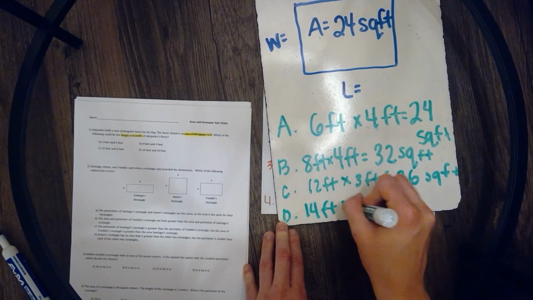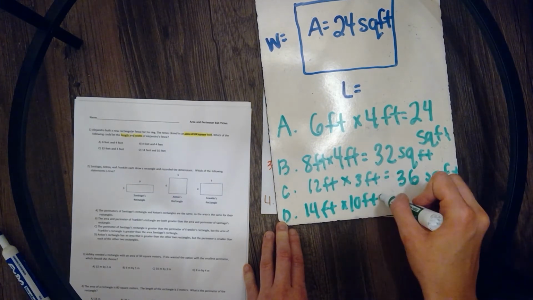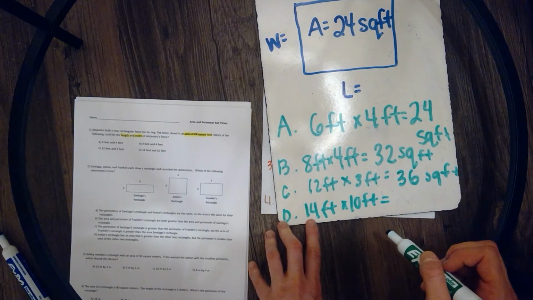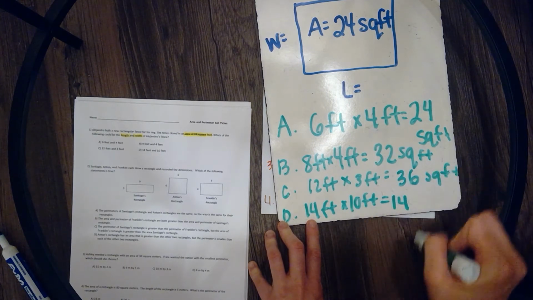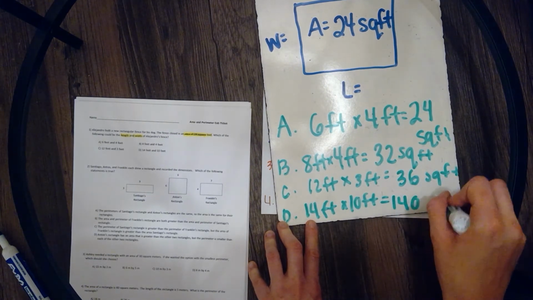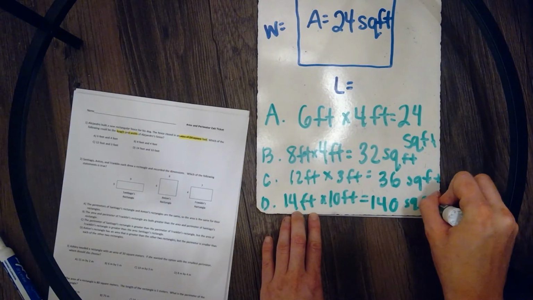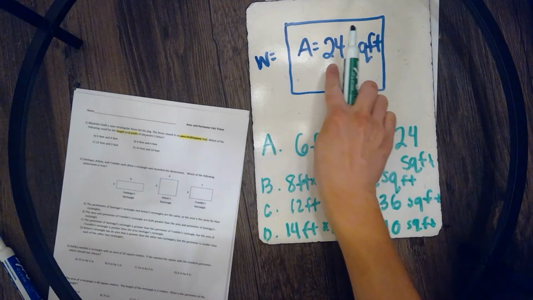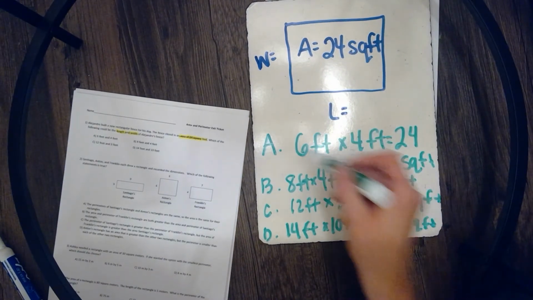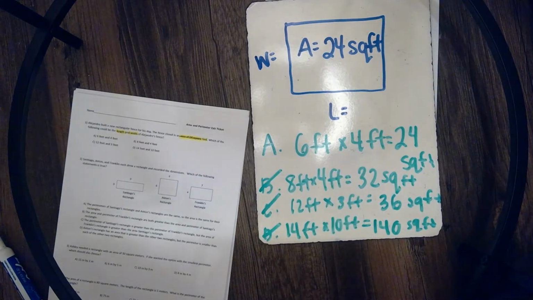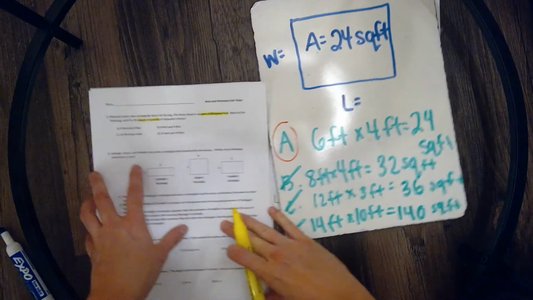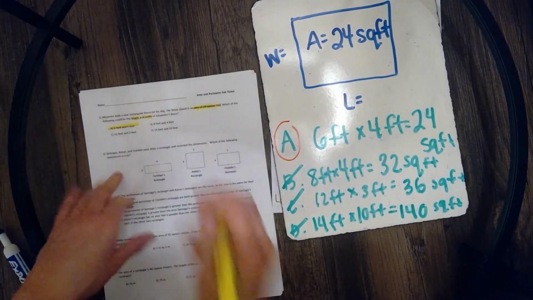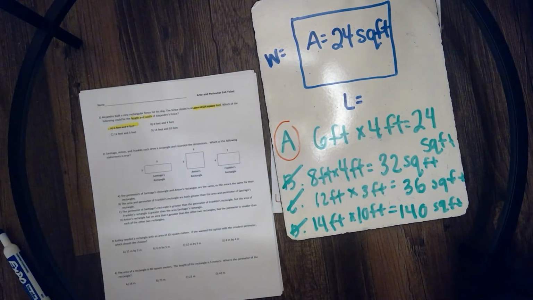Okay, last one, D. 14 feet times 10 feet. Okay, I don't know this one either. Well, I do know that 14 times 1 is 14, and then I can carry the 0. That would be 140 square feet. All right, you guys. Looking at our answer choices, only one of them gives us Alejandro's area of 24. So our answer today is A. I'm going to go ahead and circle or highlight A. All right, great. That was a nice, easy way to start number 1.